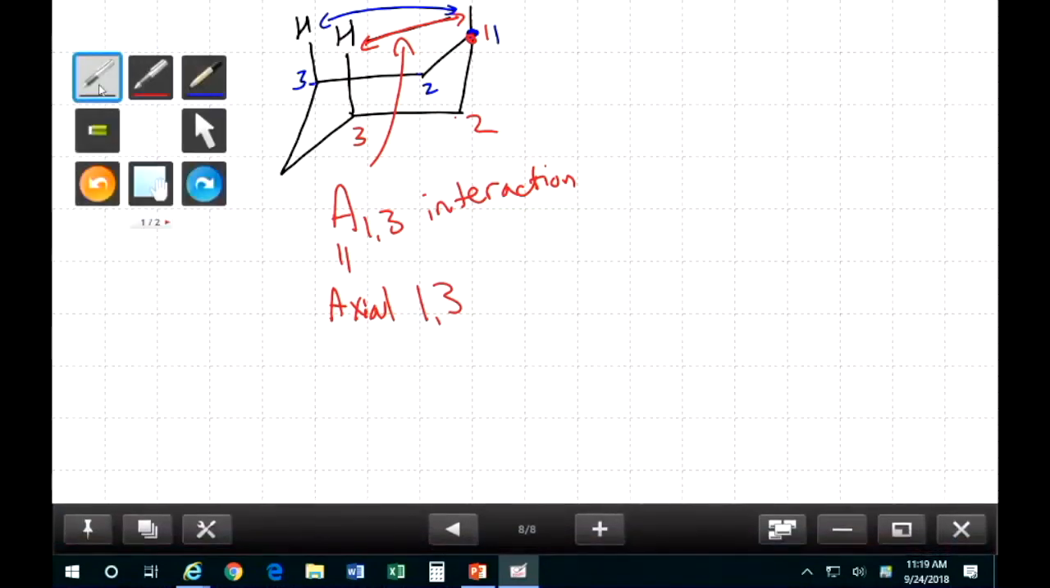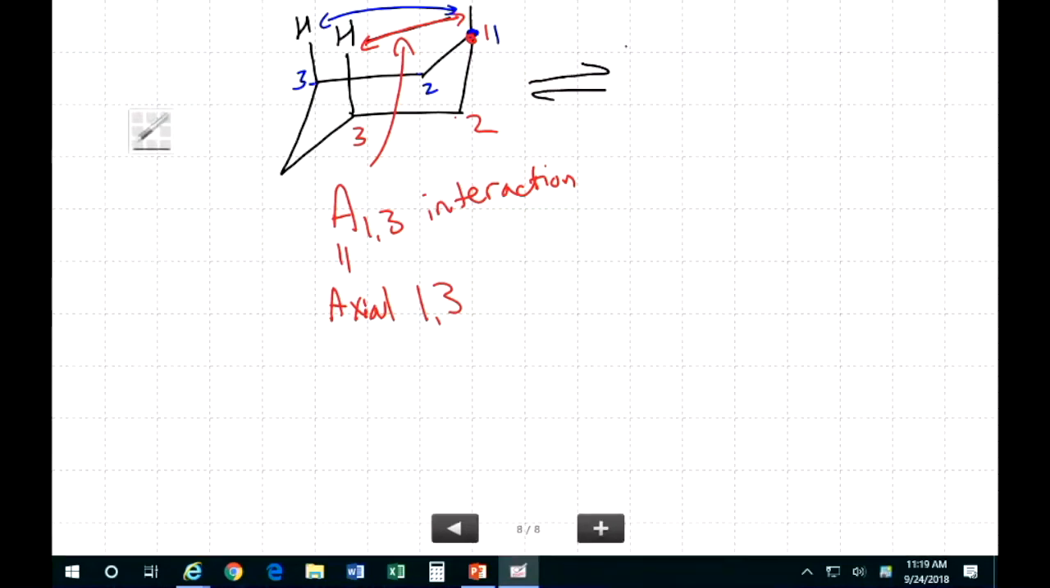Now when you ring flip, my group that was axial, this axial group here, becomes equatorial.